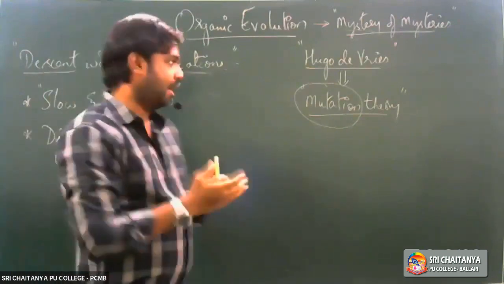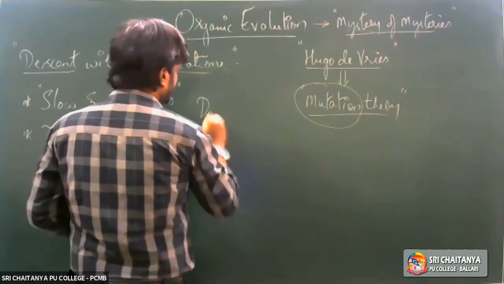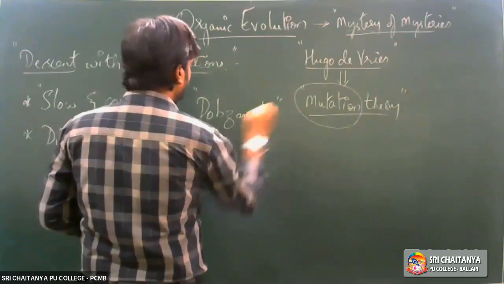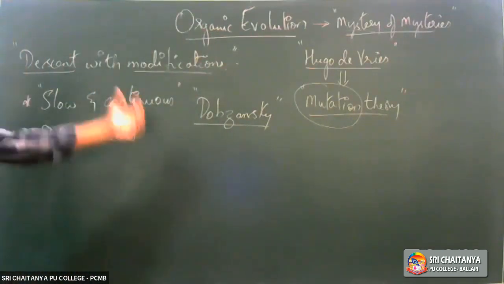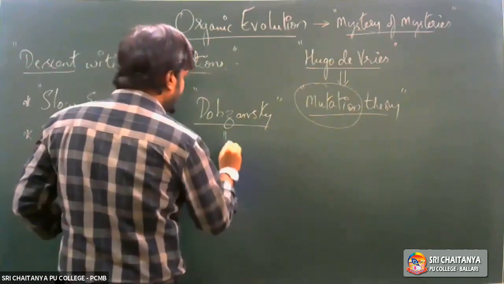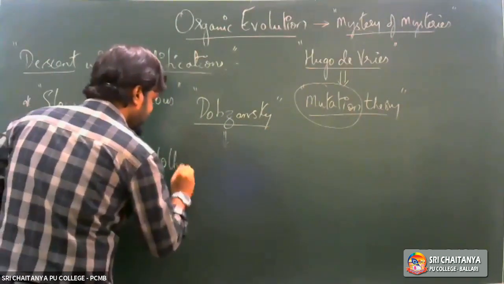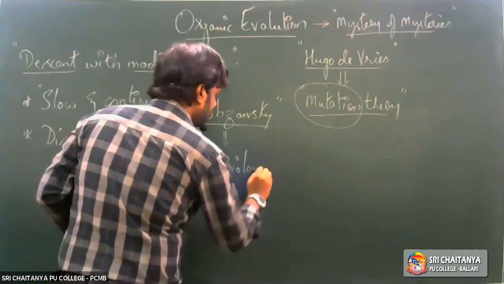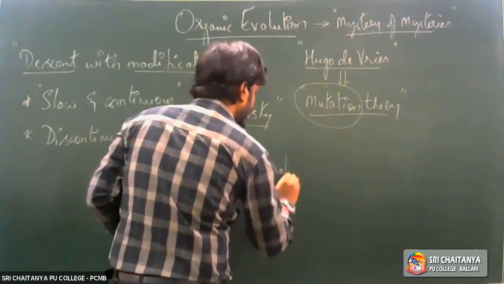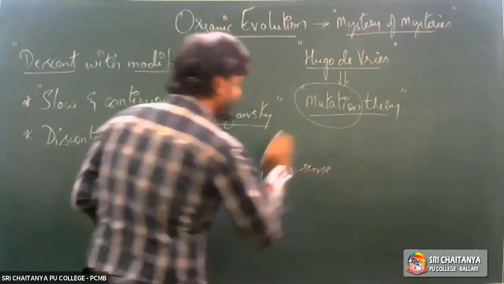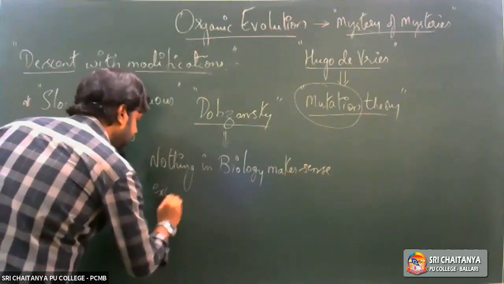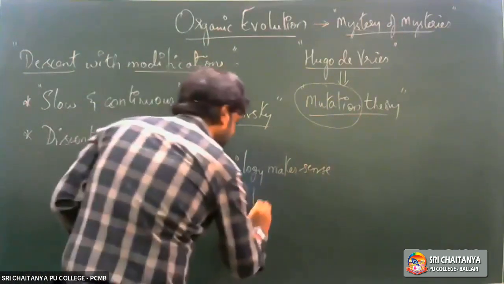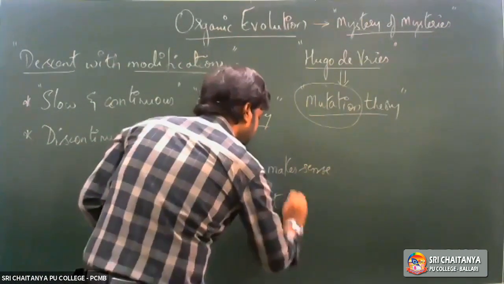Finally, there was another scientist by name Dobzhansky. What he said is, he made a wonderful statement: nothing in biology makes sense except under the light of evolution.